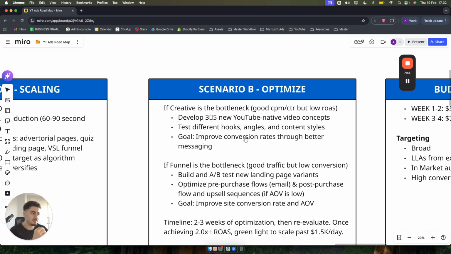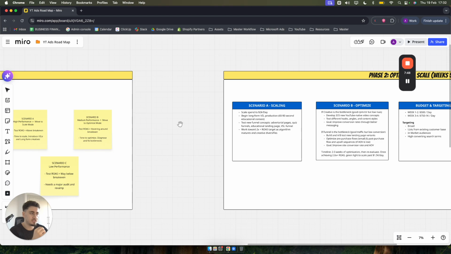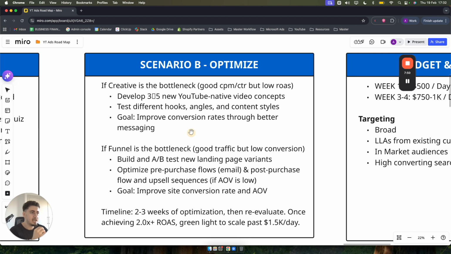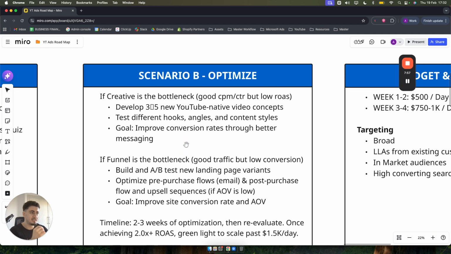Scenario B is optimized, right? So this is obviously based on this scenario. What you guys want to do is, let's say the creative is the bottleneck, right? So you have a good CPM and a CTR, but a low ROAS. What this means is you want to develop 3 to 5 new YouTube native video concepts. Okay, so make it optimized for YouTube: the formatting, the style, the framing, the language, right? Because YouTube is a slightly different market to Facebook and TikTok and all of these different platforms. So you want to adapt it to that.